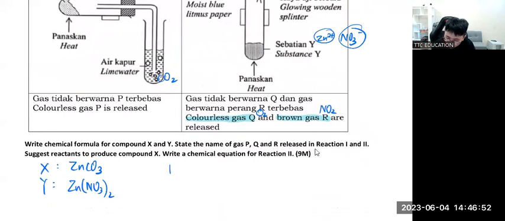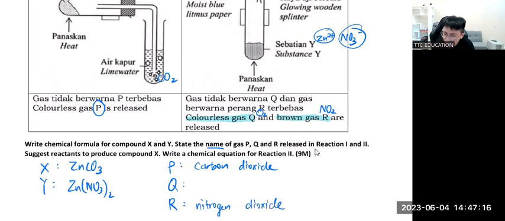So we know that P is the colorless gas that turns lime water milky. They want a name, so carbon dioxide. So cannot write the symbol, they want the name. And then Q is the gas that comes out together with the brown gas. We know the brown gas, confirmed, is nitrogen dioxide. Then the partner of NO2 is always oxygen. See? Another 3 marks.